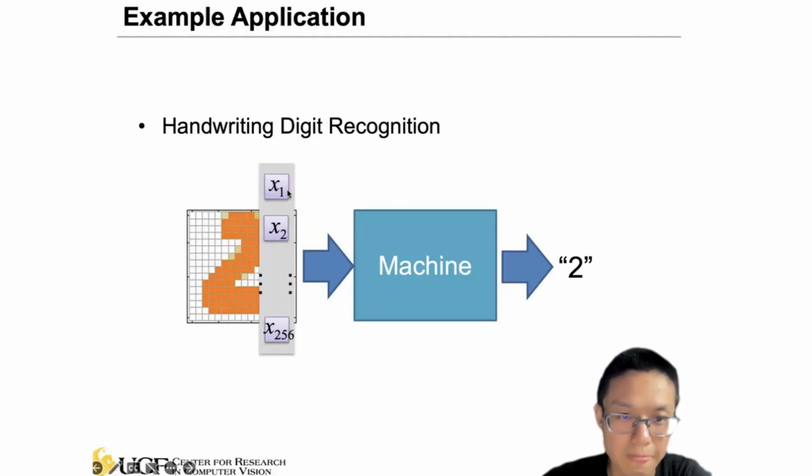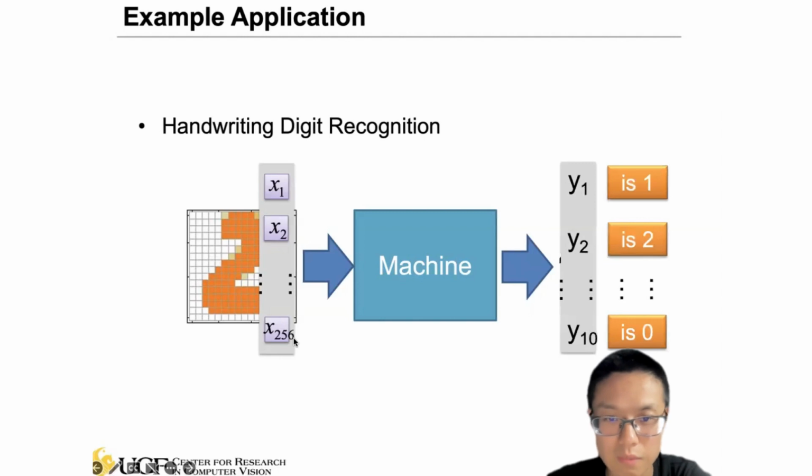So to make a form the machine can easily process, we can take this input matrix. Let's consider this is grayscale, just a single channel, not a color image. So basically just a 2D matrix, 16 by 16. Then we can flatten this matrix into a large vector, x1 to x256, and go through this machine, the mapping function.